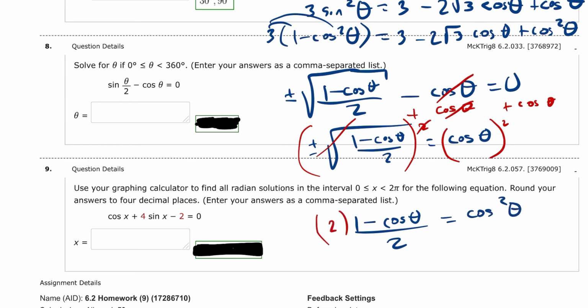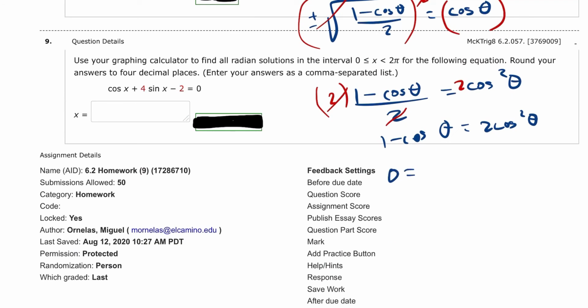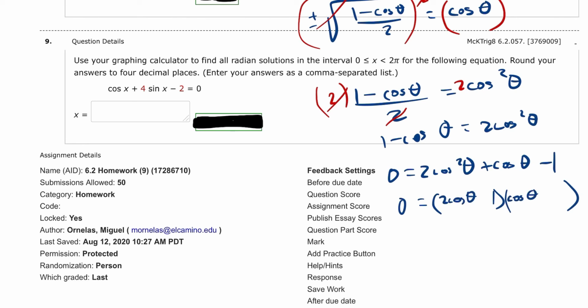Multiply both sides of the equation by 2. And you get 1 minus cosine theta equals 2 cosine squared theta. Bring everything to the right side. You get 2 cosine squared theta plus cosine theta minus 1. All right, factor the trinomial. 2 cosine theta, 1, 1. You need a positive cosine, so that would be the factorization. The first equation would be equal to 1/2. The second equation would be equal to -1.